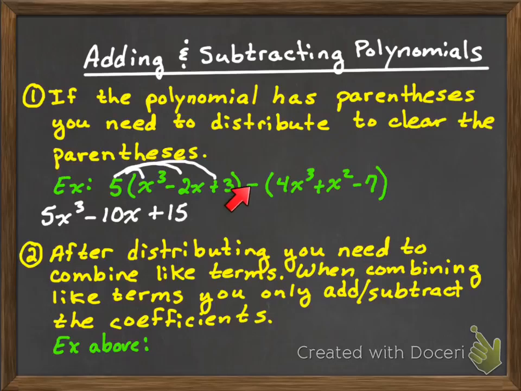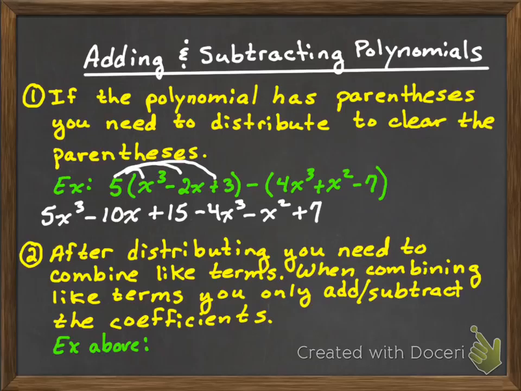Now in the next one, what we are doing is subtracting polynomials. This is a polynomial, and then this is a separate polynomial. So we're subtracting polynomials. This minus, you can think of this as a negative 1 right here. You have a negative 1 that needs to be distributed to everything inside this parenthesis. What that does is it changes the sign of everything inside the parenthesis. So this will become a minus 4x cubed minus x squared, and then plus 7.